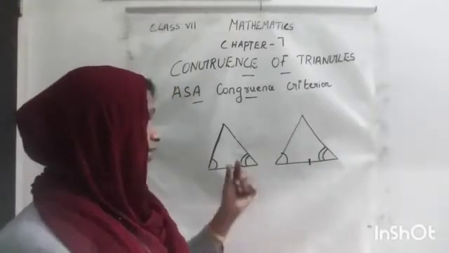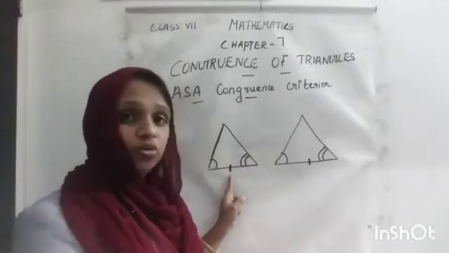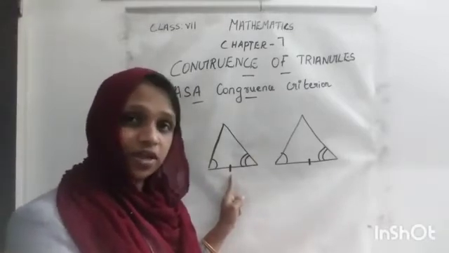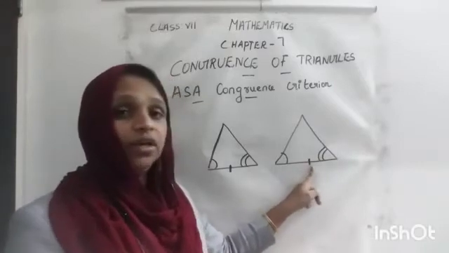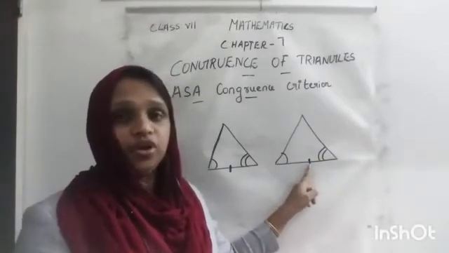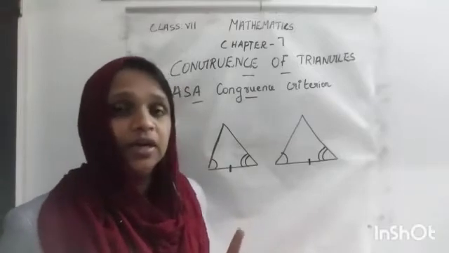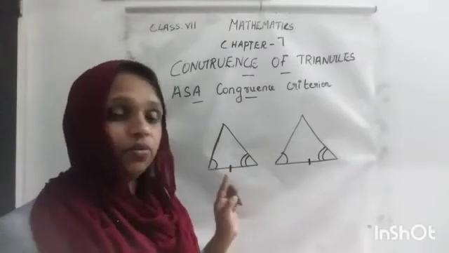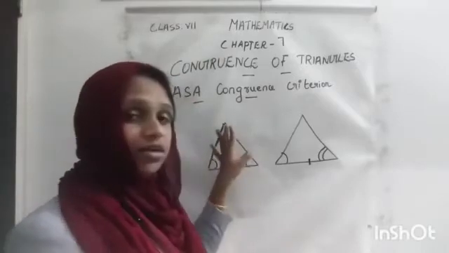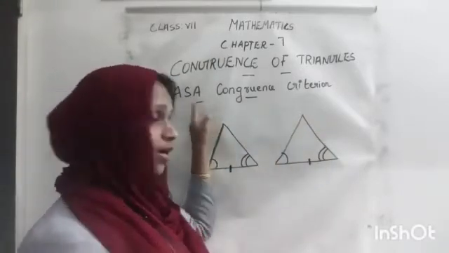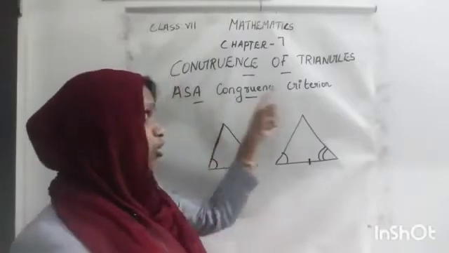So here we can tell that two triangles are congruent if two angles and an included side of one triangle are equal to the corresponding two angles and included side of another triangle. Then the two triangles are congruent. See this ASA: two angles and one included side of one triangle equal to the corresponding two angles and included side of another triangle. So that is the ASA congruency criterion.